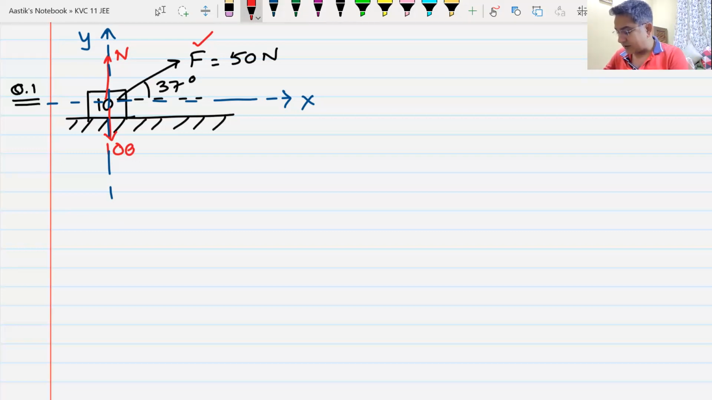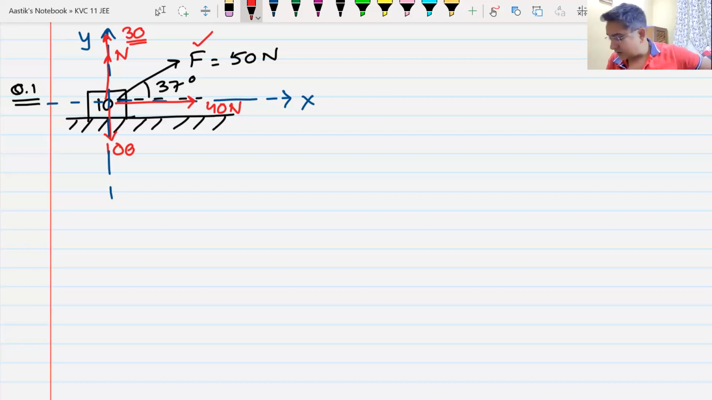So what is the component along x-axis? It will be 50 cos 37, 50 into 4 by 5. So that will give me 40 Newtons, yes or no? And the other component will be F sin 37. Sin 37 is 3 by 5. 50 multiplied by 3 by 5. This would be 30 newtons. So 30 newtons in the y direction and 40 newtons in the x direction. Everyone understands this? Now we come to the last step.